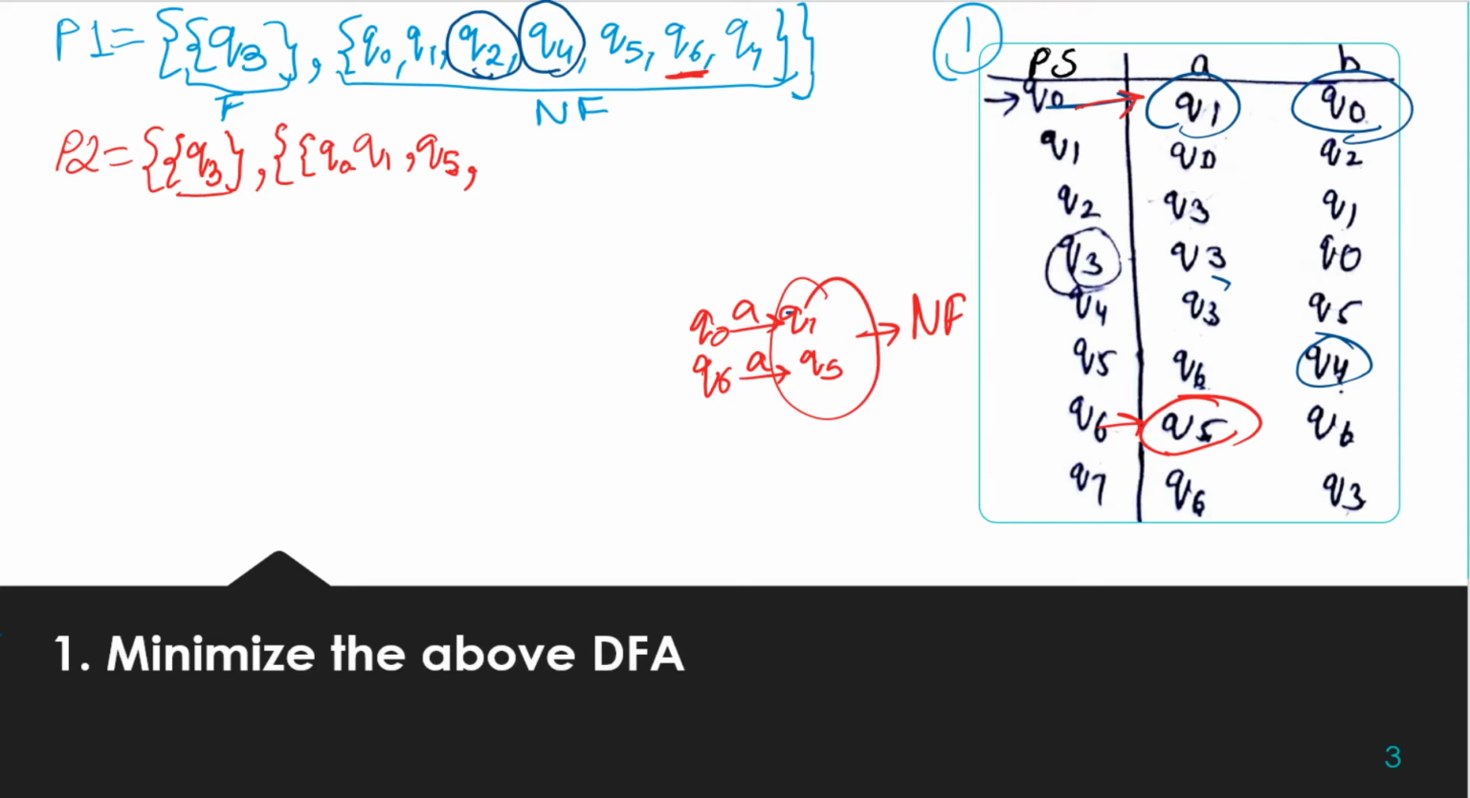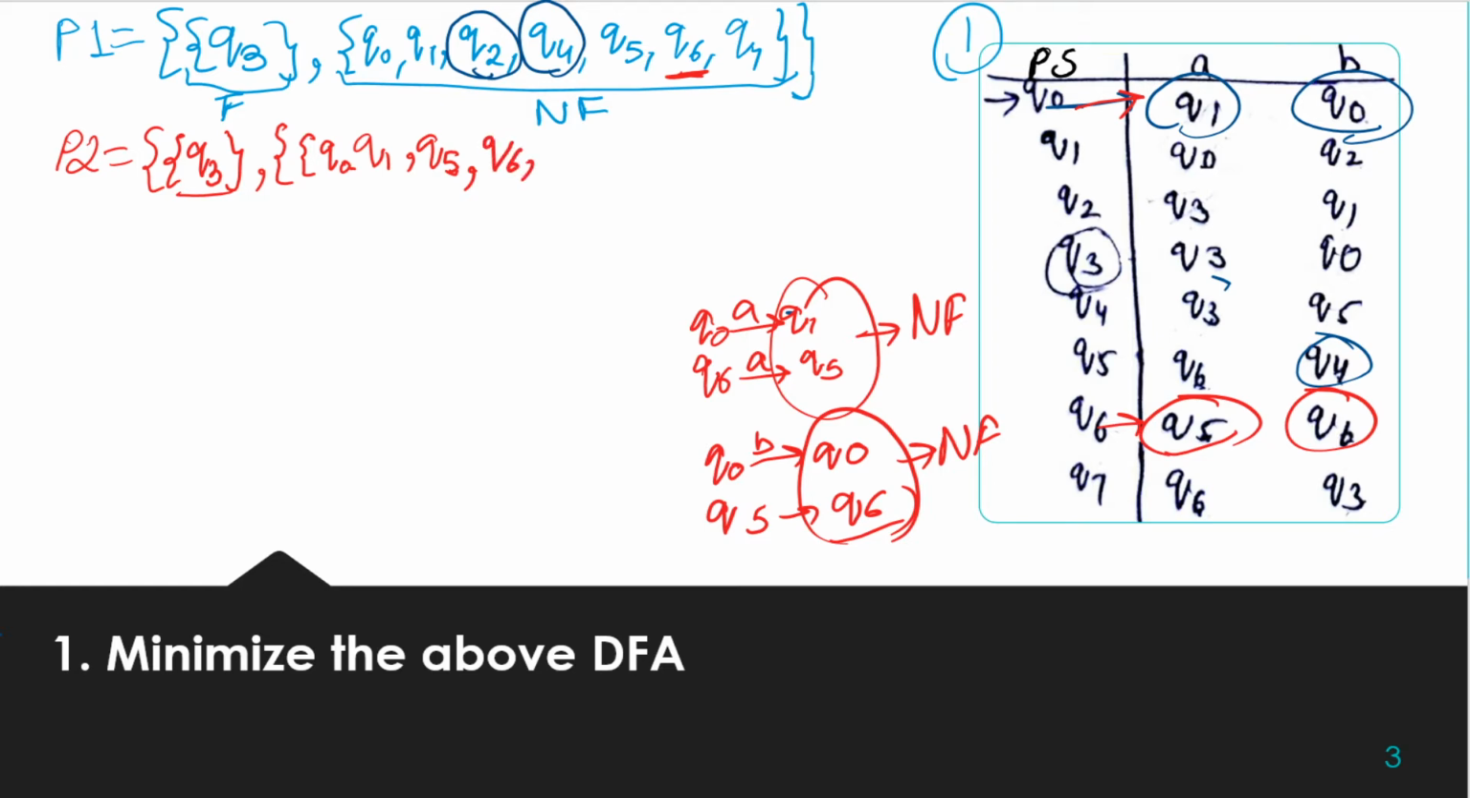Now let's check for the input symbol B. So from Q0 we are moving to state Q0 for input symbol B, and from Q6 we are moving to state Q6, and both are part of the same group in the previous partition. So we can say that Q0 and Q6 are compatible for both the input symbols. So Q6 can be part of the same group.